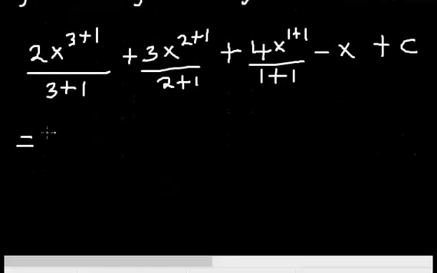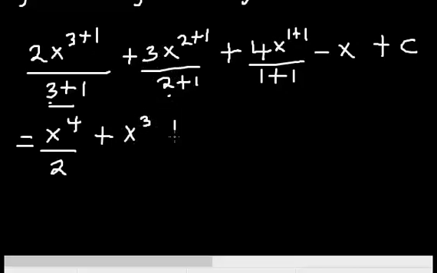So my final answer now is going to be equal to 2x, of course 3 plus 1 is 4. 2 cancels, divide by 4, that is 2. So I'm left with just x raised to the power of 4 divided by 2. Then minus this 3 here, 2 plus 1 is 3, 3 cancels 3, so I'm just left with x raised to the power 3. Then plus this 2 divided by 4, that's 2, so I'm going to have 2x raised to the power 2. Then minus x plus c.